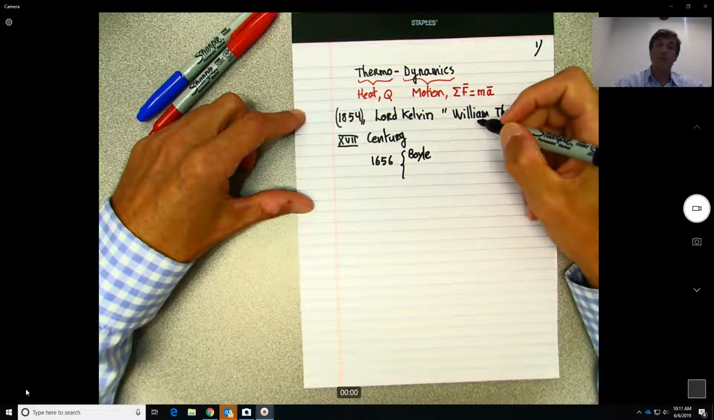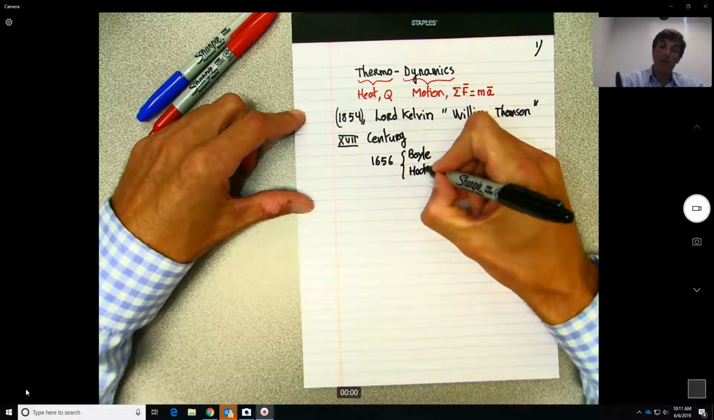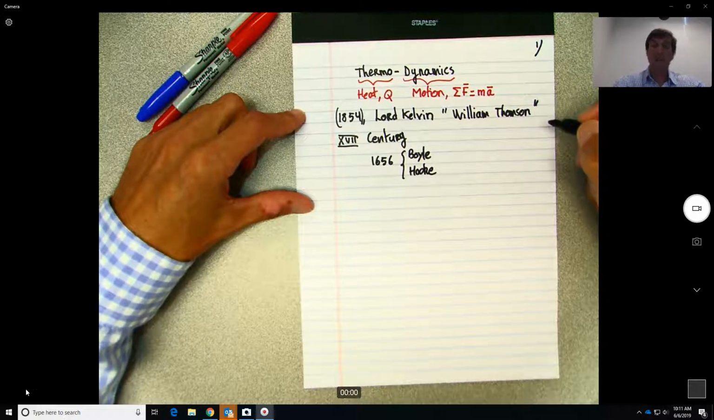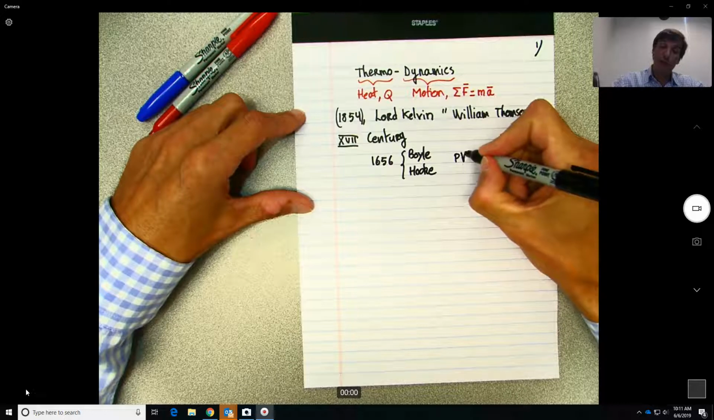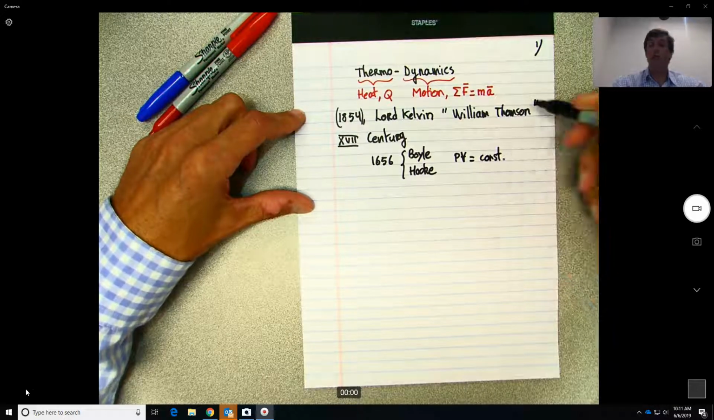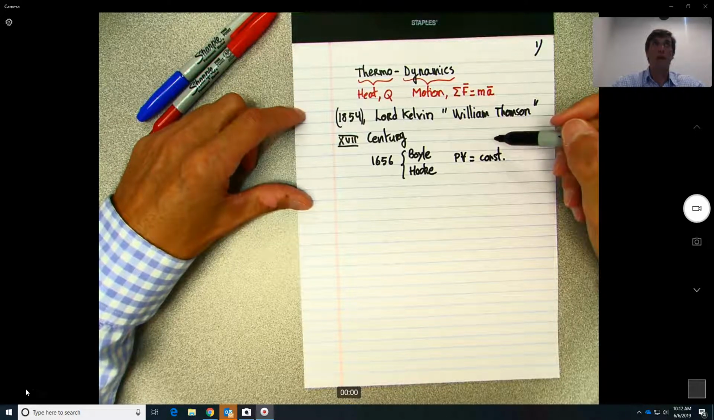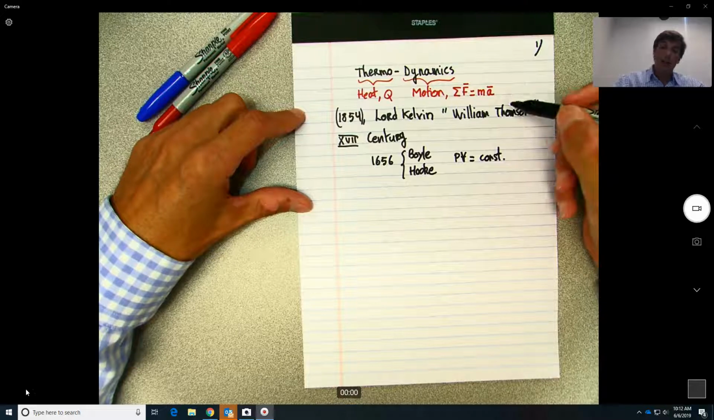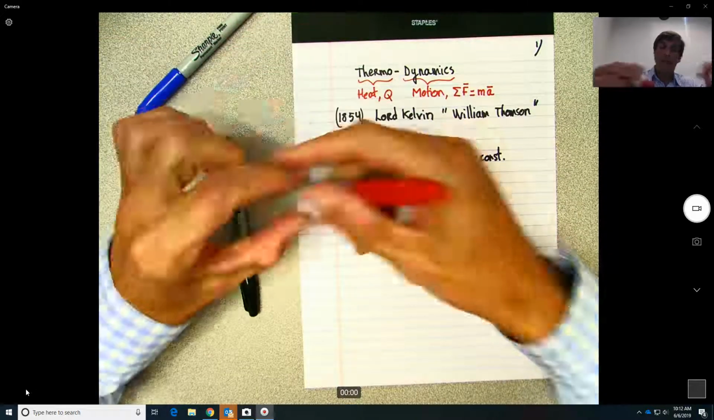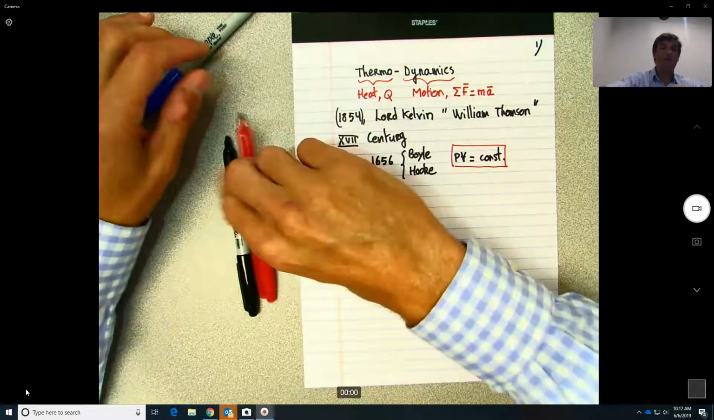Two scientists, Boyle and Hooke, basically observed and gave the equation that says that the product of the pressure and the volume is equal to a constant. So that was maybe the first big equation that we can relate to thermodynamics.